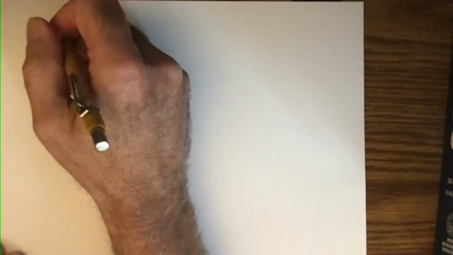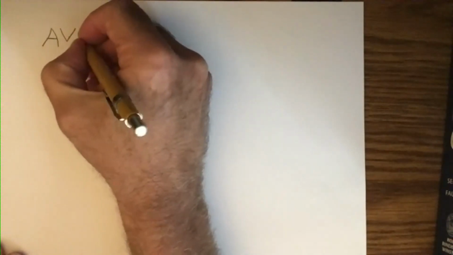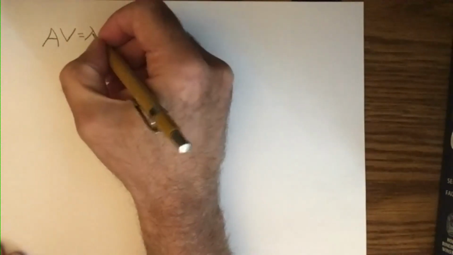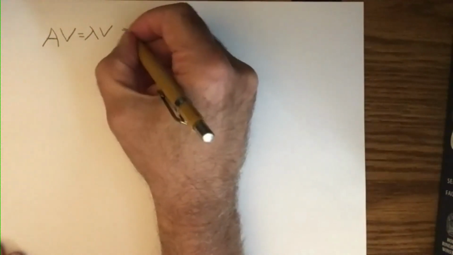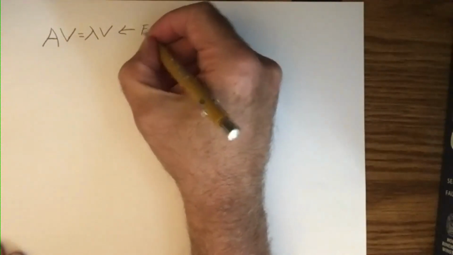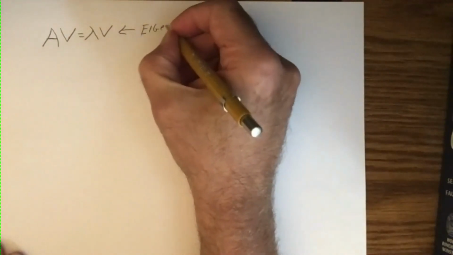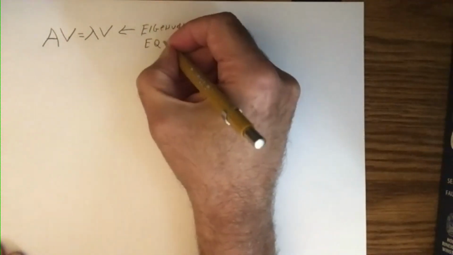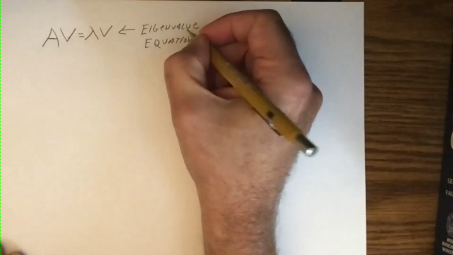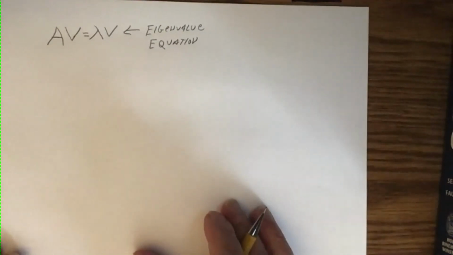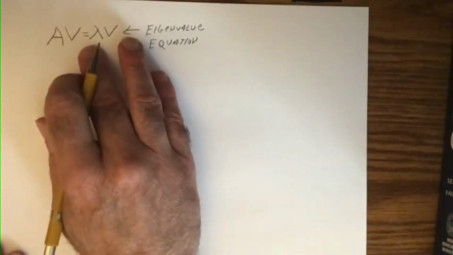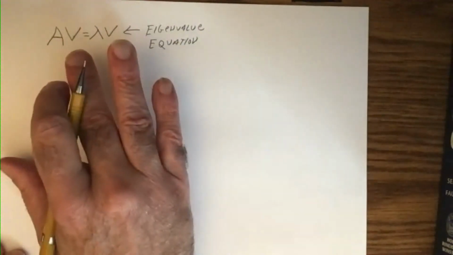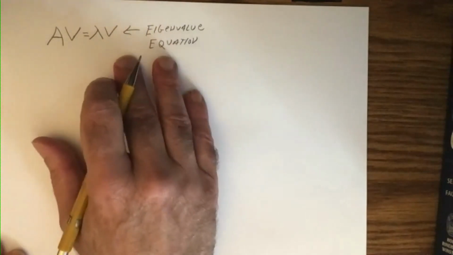Now, normally we write this in bold. I can't write this in bold, but we have a matrix A, right? And a vector, and then we have this lambda and another vector. This is what we call an eigenvalue equation. And to solve a differential equation, we're going to have to find the eigenvalues. Okay, so that's the first thing. How do we find the eigenvalues and how do we find the eigenvectors?